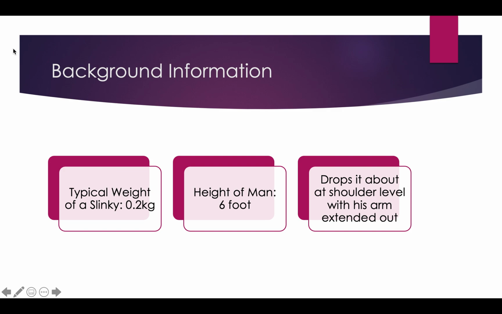So some of the background information from this lab is that we are going to take into consideration the typical weight of a slinky, which is approximately 0.2 kilograms. We are going to assume that the man is about 6 foot in the video that we're about to see in Tracker, and that he drops it at about shoulder level with his arm extended out.